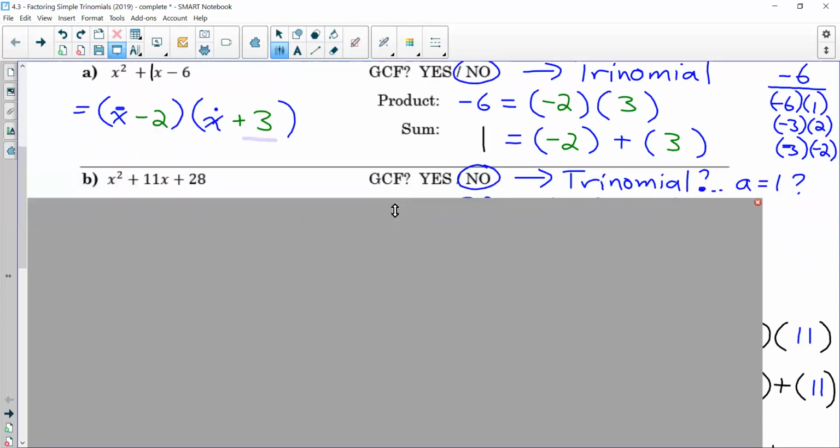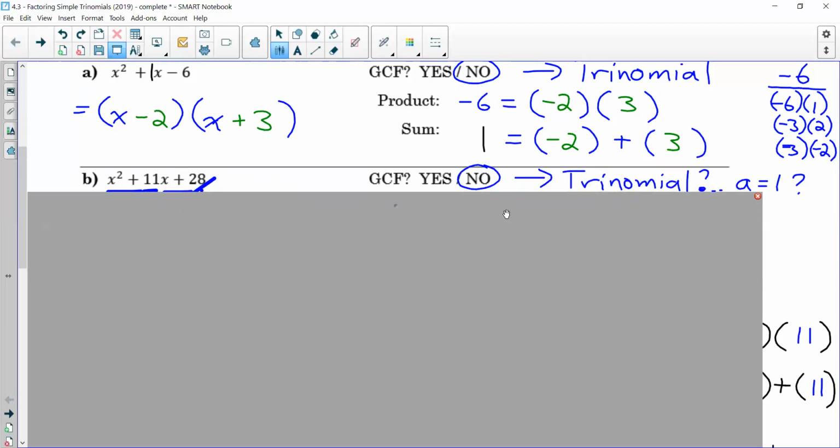All right, next question. Again, is there a greatest common factor? Well, no, not all three of them have the letter X, so definitely no variables in common. And there's no constant value that is common in terms of a common factor. So there is no common factor, but we do have a trinomial. Yes, there are three different terms. So again, we're back to this technique. We're looking for the product and the sum.